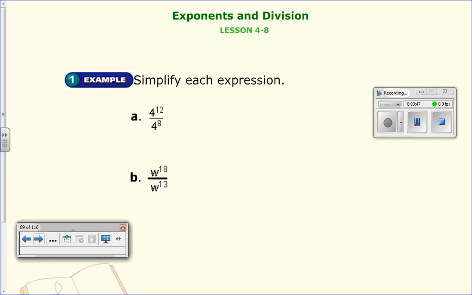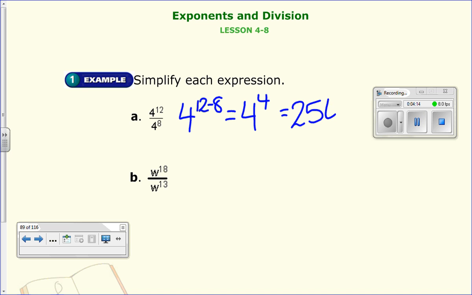So here we have A. Again, you're going to do the same idea: subtract the powers. My numerator has 4 to the 12th power, and I'm going to subtract the bottom power, which is 8, and I get 4 to the 4th power. Now 4 to the 4th power is 4 times 4 times 4 times 4, which equals 256.